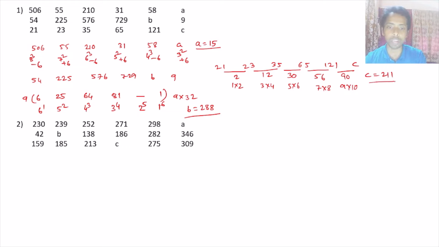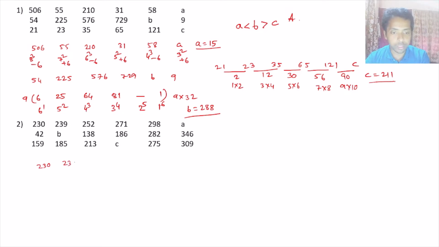Right? So what's the logic here? Consecutive 2 numbers multiplication: 1 into 2, 3 into 4, 5 into 6, 7 into 8, 9 into 10. So the relation between A, B, C: A is 15, B is 288, so A is less than B. C is 211, that means B is again greater than C. So this is the answer. Right, next.